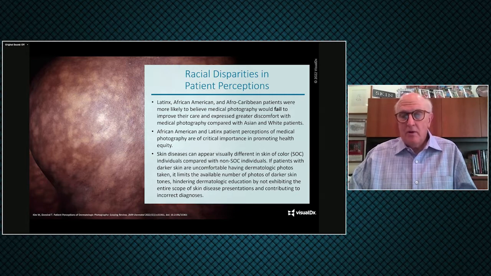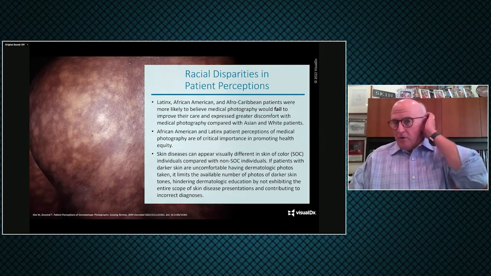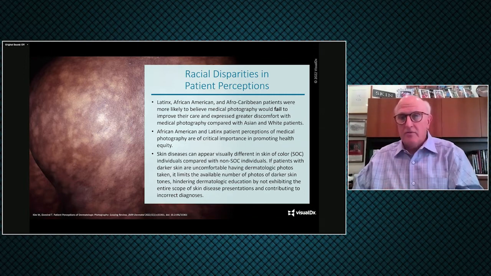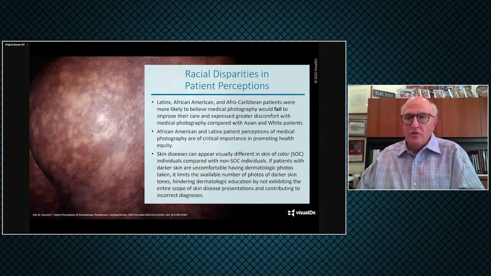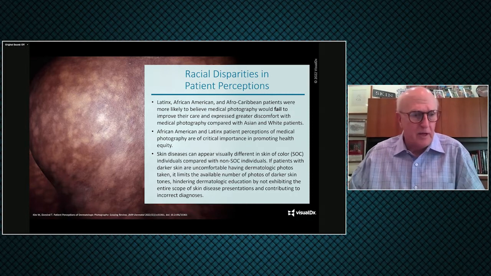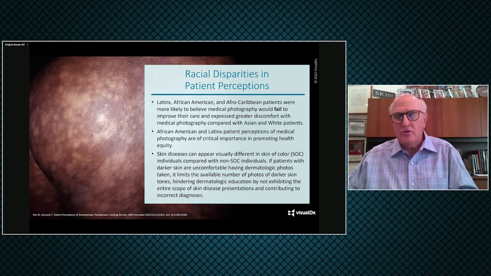Anyway, skin of color we're going to come to a little bit later. Dr. Burton specifically is going to talk about some issues that relate to skin of color and how you might adjust your cameras when you're taking pictures. Because there was a recent article that Dr. Greer was co-author of, which was in JAMA Dermatology about maybe a week or 10 days ago.